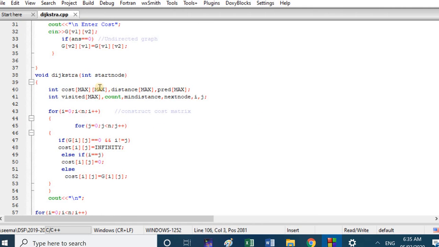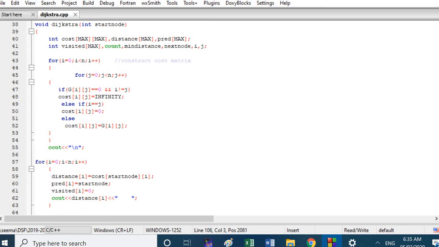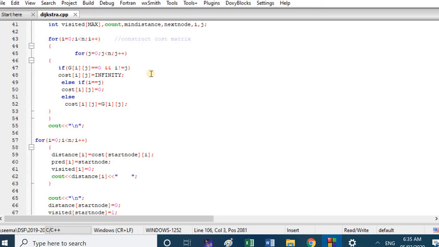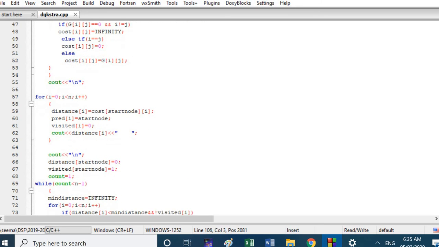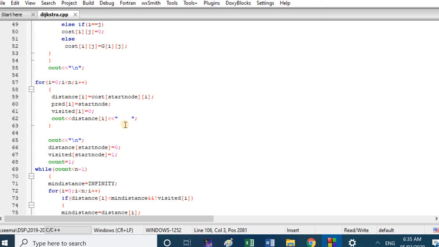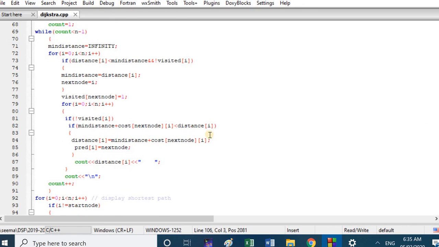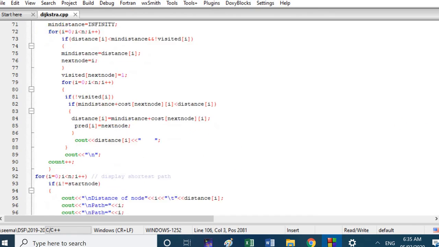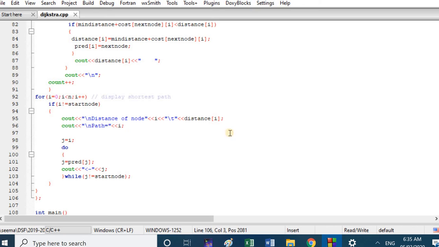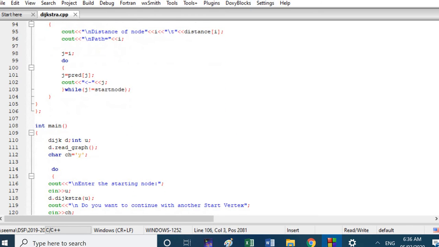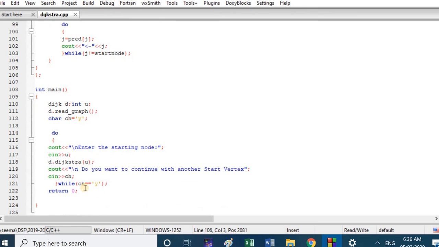Based on that, you have to add the edges into the adjacency matrix. Then there is a function Dijkstra where you accept the start node as an input parameter. Construct the cost matrix. Then you check the minimum distance, initialize the start node and find the minimum distance, and repeat the same process for finding the next node. Finally, you display the shortest path and the shortest distance of the node.